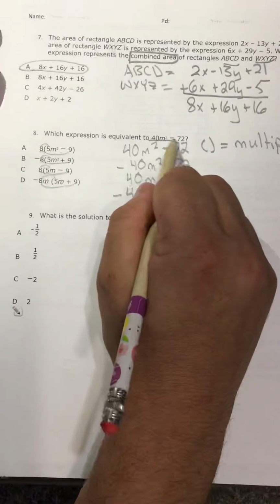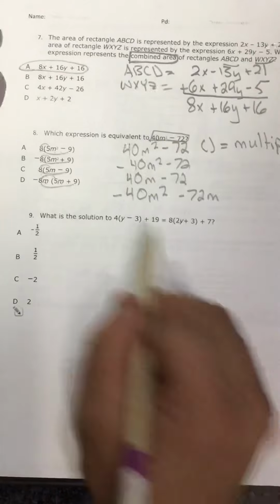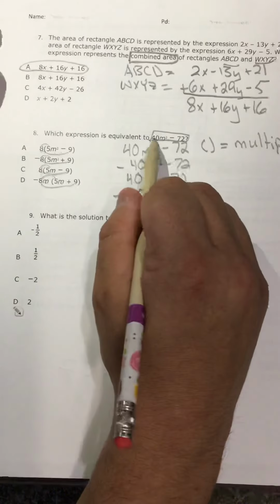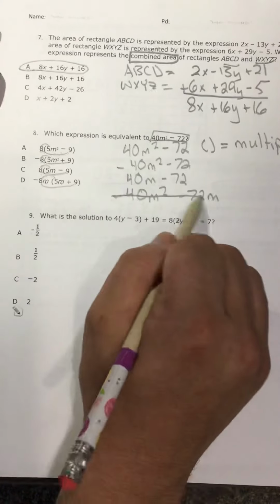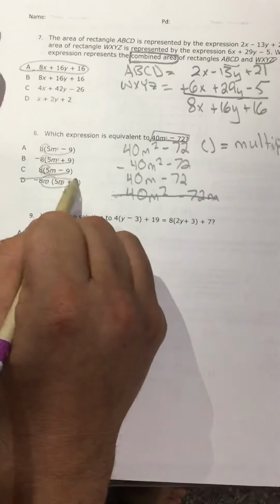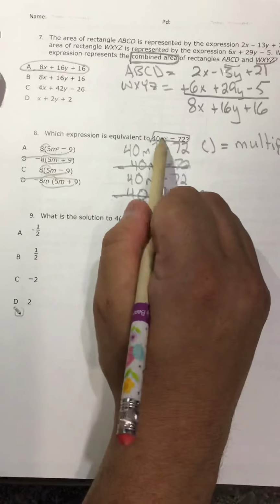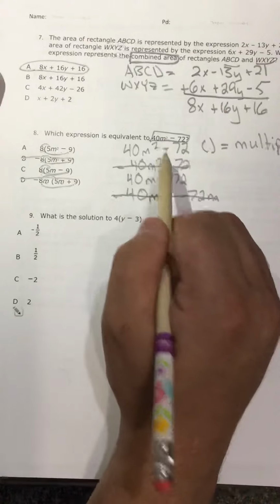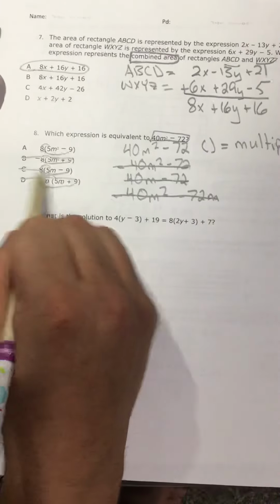Hay que saber que estamos tratando de ver cuál es el resultado que es igual a esto. Sabemos que 40m cuadrado es positivo, entonces D is the wrong answer. We know that B is negative, so B is the wrong answer. We also know that m is squared, m es cuadrado. Entonces aquí m no está cuadrado. We know that our answer is A by multiplying.